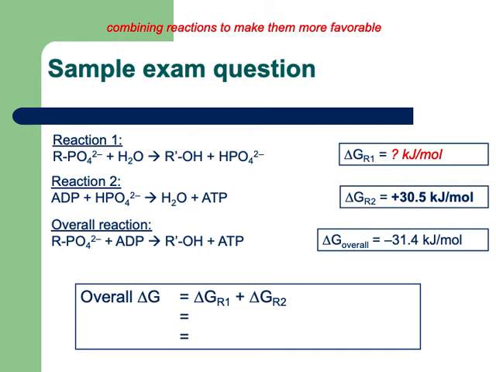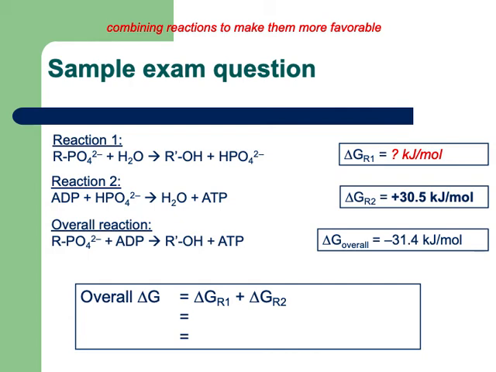So this is a highly endergonic reaction. It's consuming energy. We're adding a high energy phosphate group to this reaction, and therefore it's consuming energy. It's highly endergonic. So the delta G of reaction 2 is plus 30.5 kilojoules per mole. That's a known. We know that.